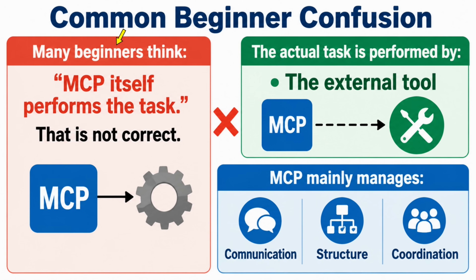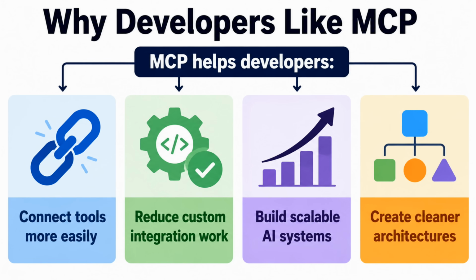Many beginners think MCP itself performs the task. That is not correct. The actual task is performed by the external tool. MCP mainly manages communication, structure, and coordination. Why do developers like MCP? MCP helps developers to connect to tools more easily, reduce custom integration work, build scalable AI systems, and create cleaner architectures.